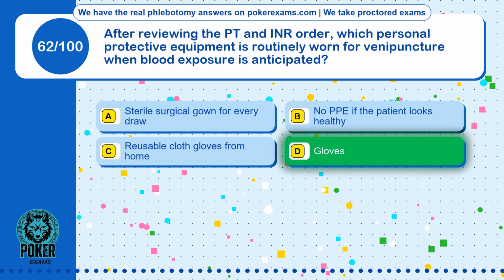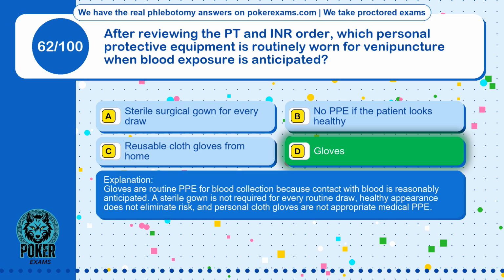The correct answer is option D. Gloves. Gloves are routine PPE for blood collection because contact with blood is reasonably anticipated. A sterile gown is not required for every routine draw, healthy appearance does not eliminate risk, and personal cloth gloves are not appropriate medical PPE.